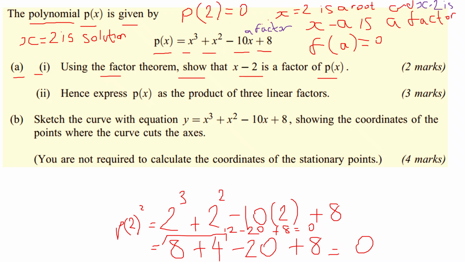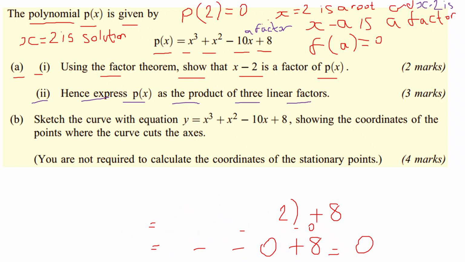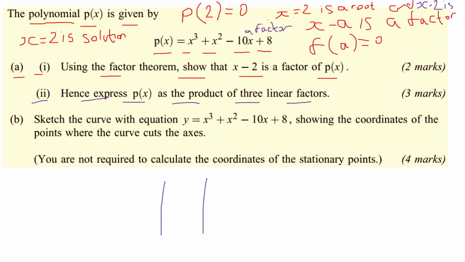Next up, part a(ii), hence express p of x as the product of 3 linear factors. So here I'm going to use the grid method for long division. Let me just delete this part here so I've got a bit more space. So let's just draw out our little grid.